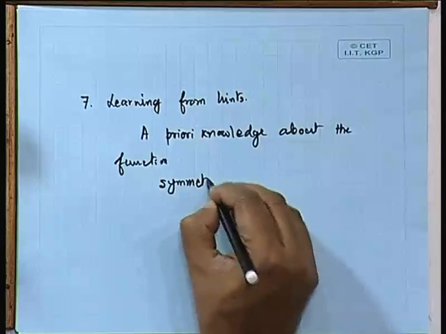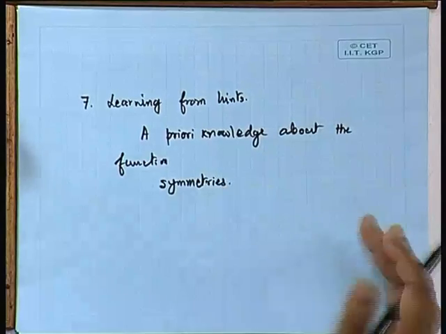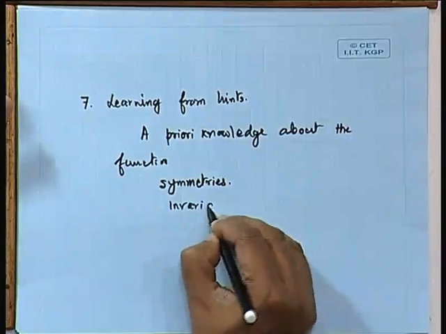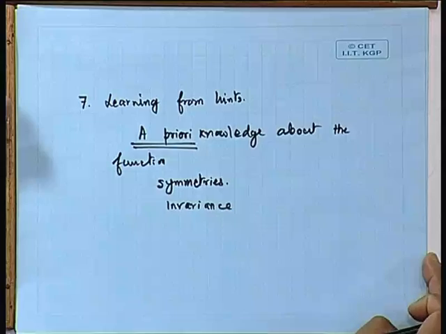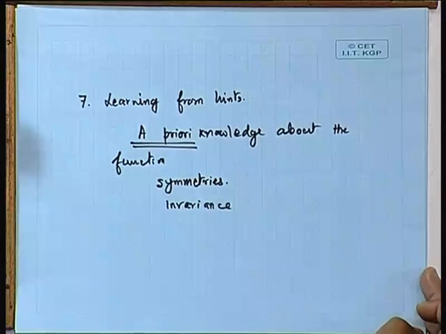Properties in the sense, let us say symmetries. Supposing we know that a function is odd symmetric about the point 0, or it is even symmetric, or if the function is invariant with respect to some of the parameters. So, symmetries, invariance, and several such a priori ideas can be imparted into the training process so as to make the performance better. And this is exactly what we mean by learning from hints.